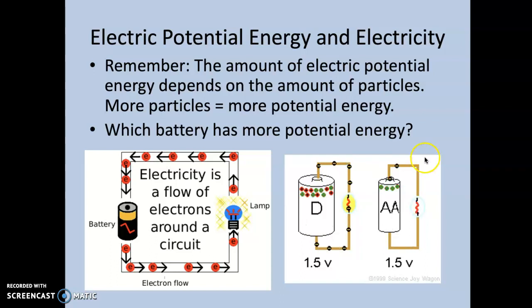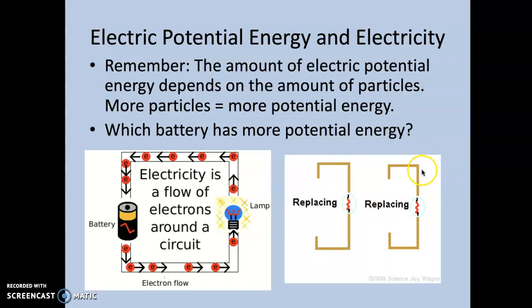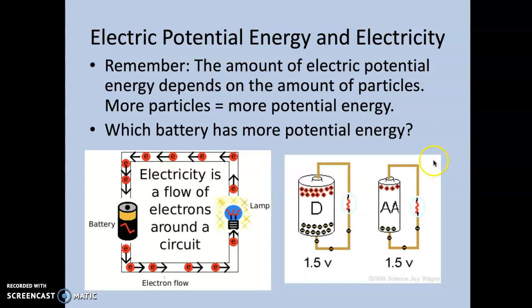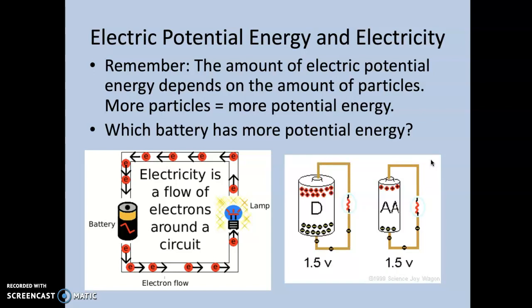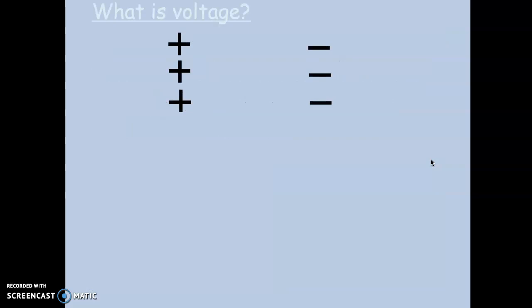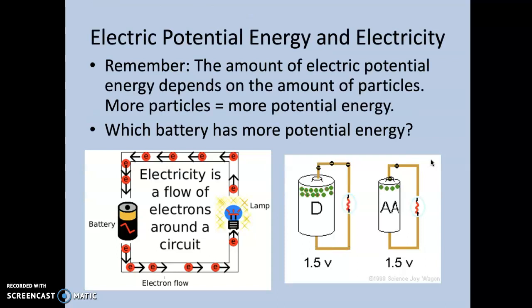So if I look at a D and a AA battery here, I might have an idea of what I think is the answer to this question, but it's actually a little bit more complicated than that. So the voltage of these batteries, AA and D, is the same. And let's talk about voltage before we go and answer that question.